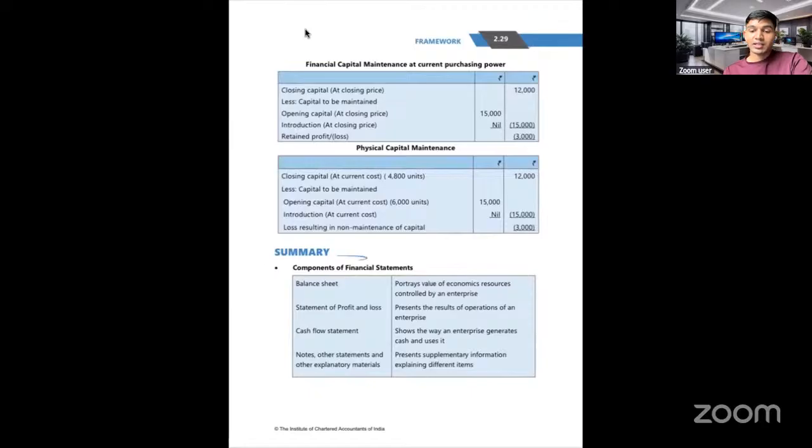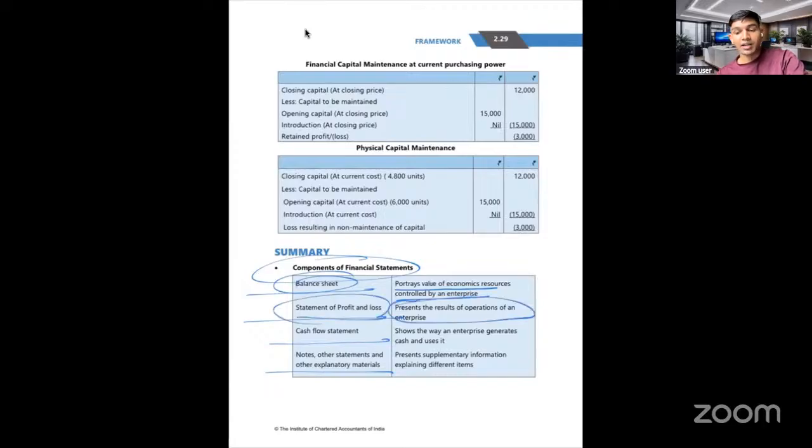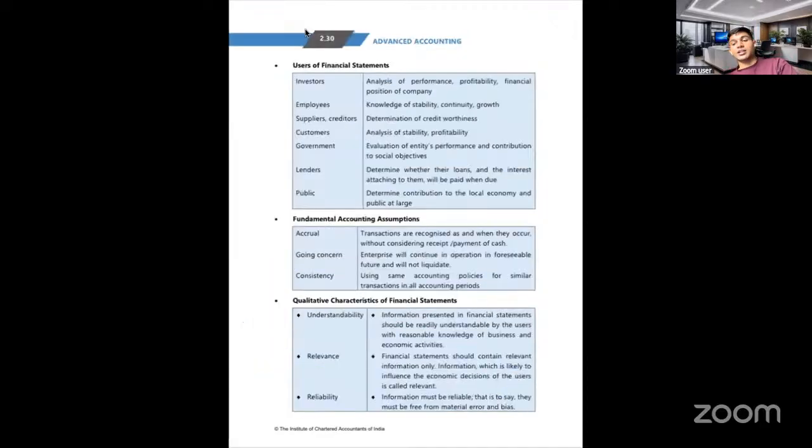We'll summarize the components of the financial statement: balance sheet, statement of profit and loss, cash flow statement, notes, and other explanatory materials forming part of the financial statement. And what does the balance sheet do? It shows the values of economic resources controlled by an enterprise. Statement of profit and loss presents the result of the operations of an enterprise. Cash flow statement shows the ways an enterprise generates cash and uses it. And notes represent the supplementary information explaining the different items.